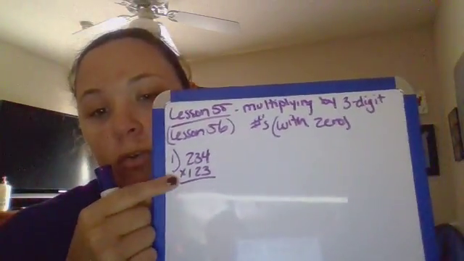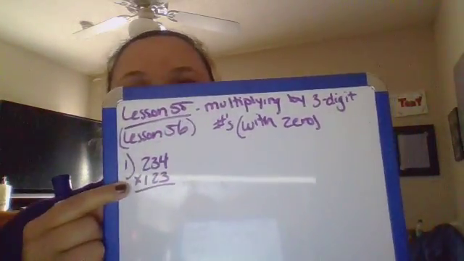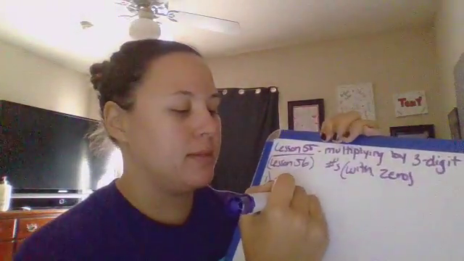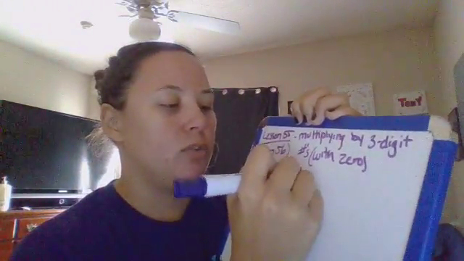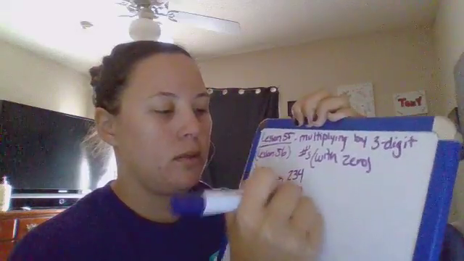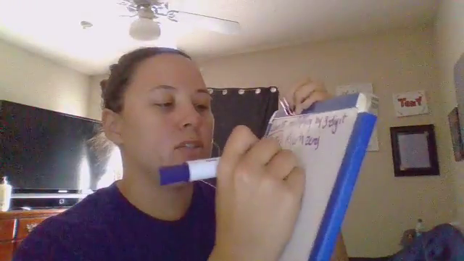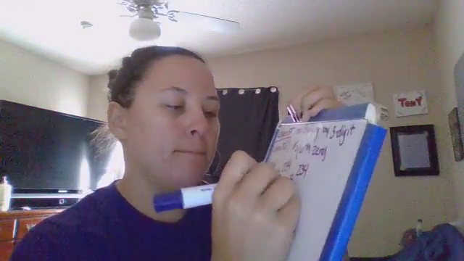So the first problem that we're doing for lesson 55 is 234 times 123. What that actually means is, this is one way that it can be done. It takes a little longer, but it's one way. So this is actually 234 times 100 plus 234 times 20 plus 234 times 3.